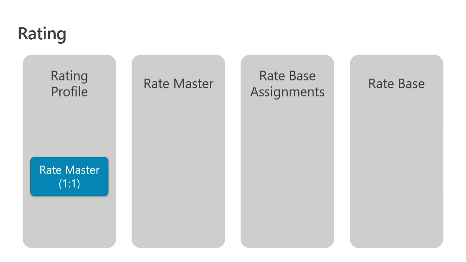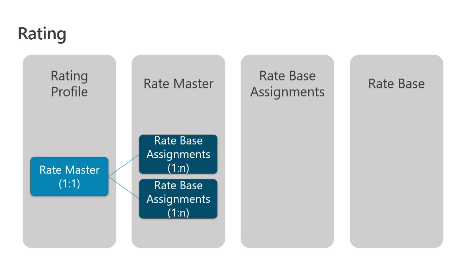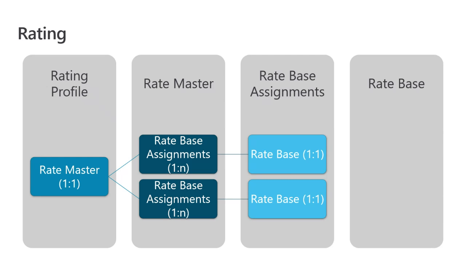So we start with a rating profile which contains a relationship to our rate master, and that is in a one-to-one relationship. So for every rating profile I set up, I have one rate master that I am tying to that profile. If I go to the next level in my hierarchy or in my pyramid, within that rate master, I have a one-to-many relationship now with my rate base assignments. So that is the next level down. And if we go one more level into our rate base assignments, we've got a one-to-one relationship. On every rate base assignment, I am going to identify one rate base.